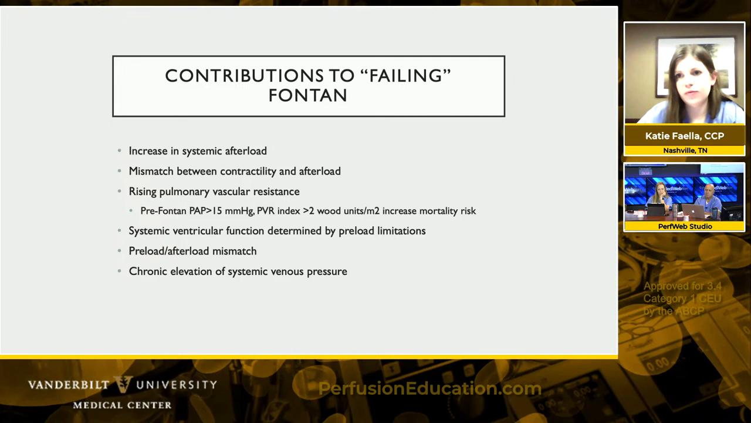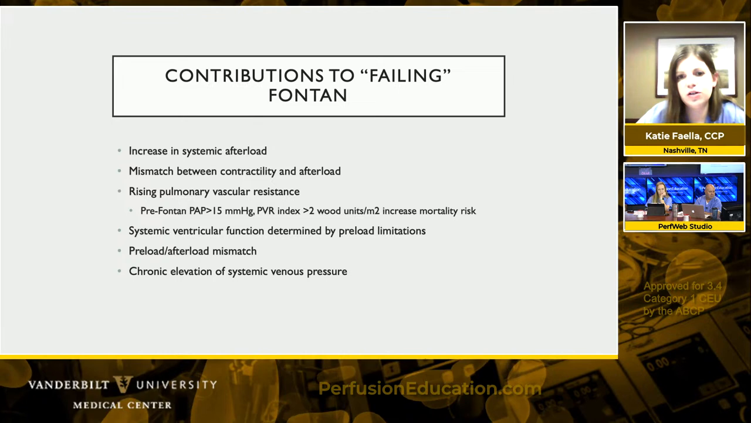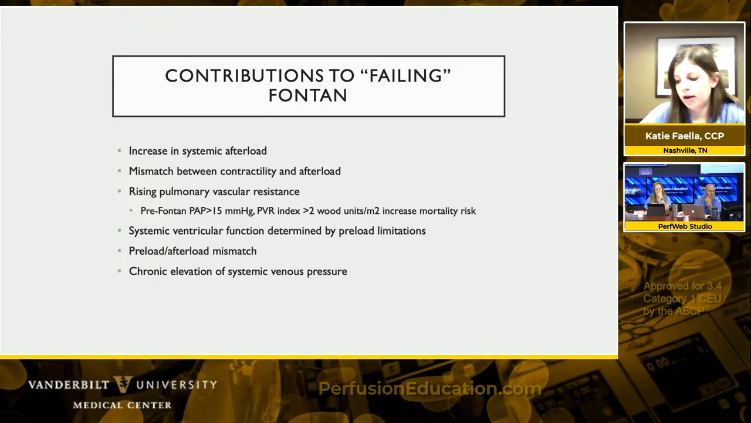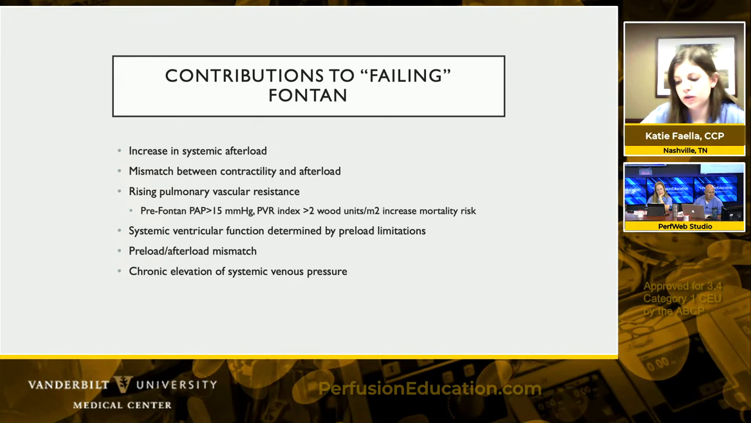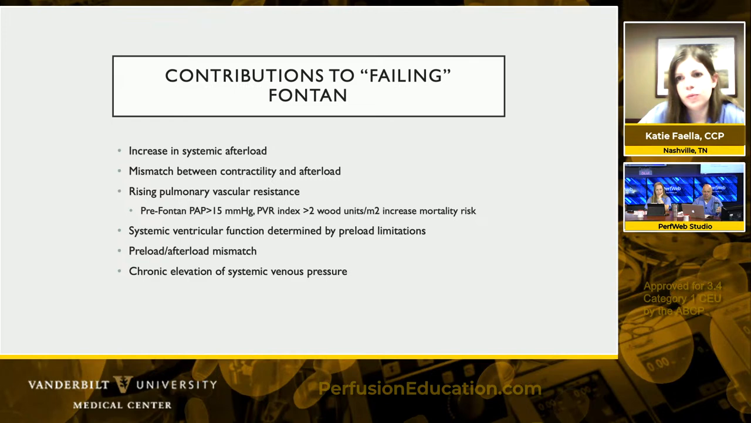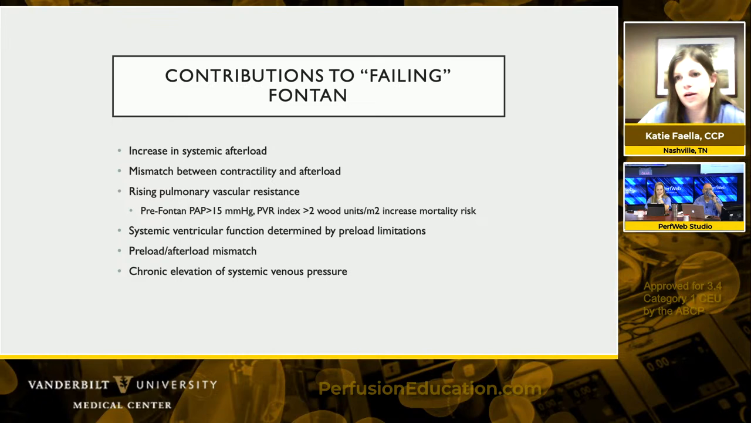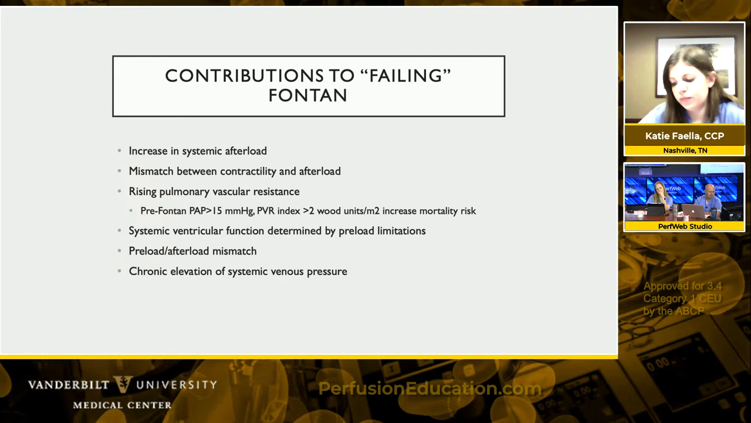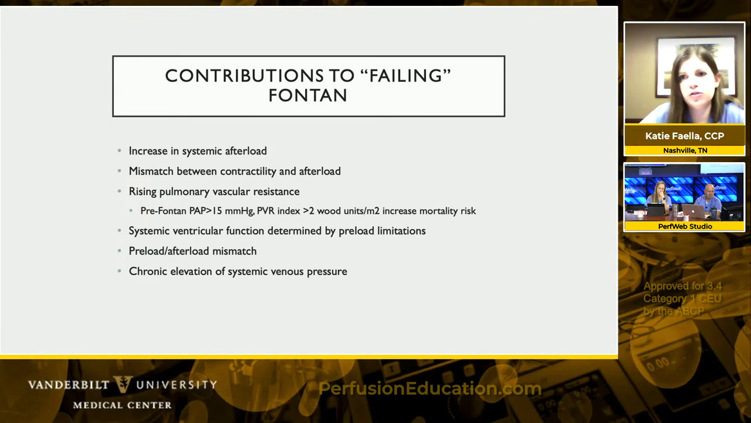The systemic ventricular function is determined by the preload limitations. That's kind of what I was just saying. If we don't get enough blood to the lungs and we don't get enough blood from the lungs to the heart, we're not going to have enough volume. And the preload-afterload mismatch, so again, not enough preload is going to be a big factor in their cardiac output. Versus that normal contractility response in a normal heart, which helps determine cardiac index, they really are struggling with a lack of preload. They're also going to have a chronic elevation of systemic venous pressure, and arrhythmias and liver and GI function. So all of these things are going to contribute to this failing.